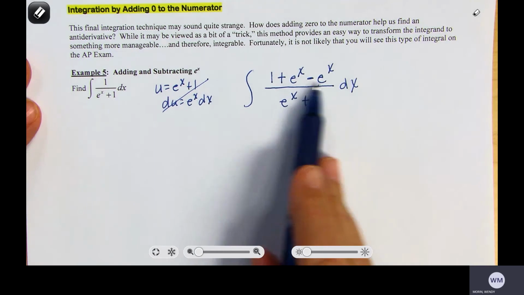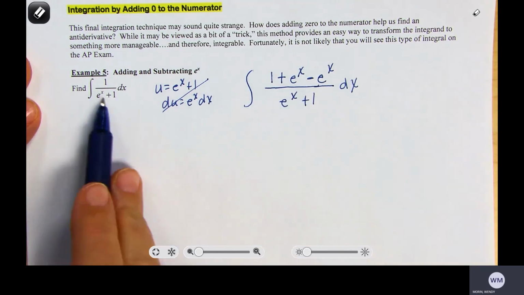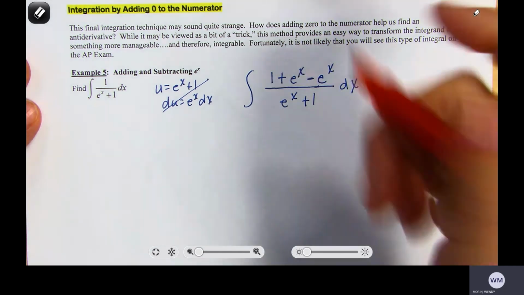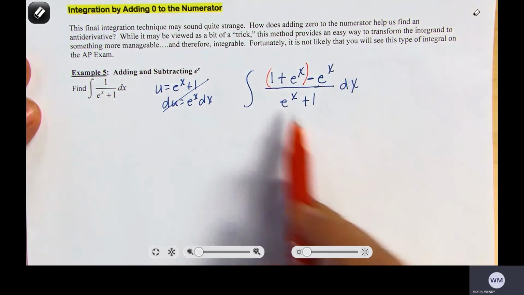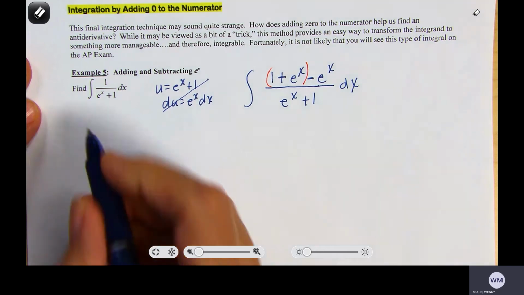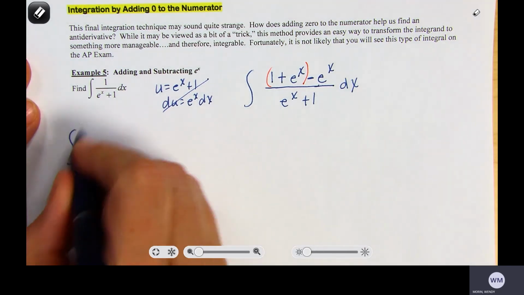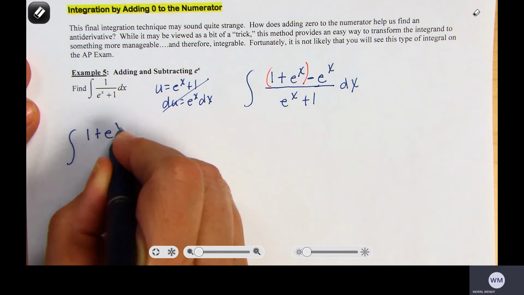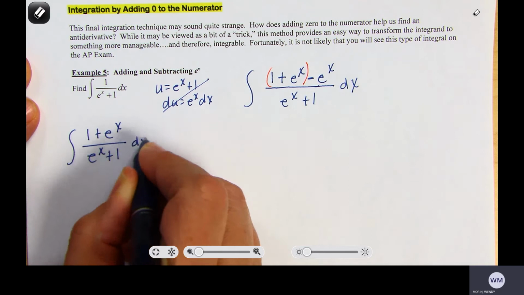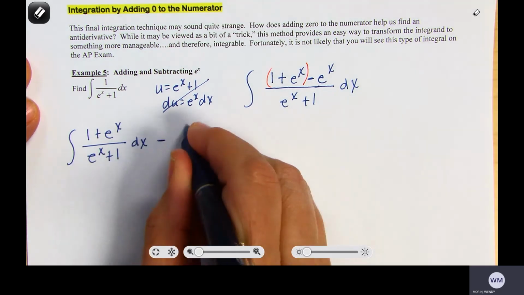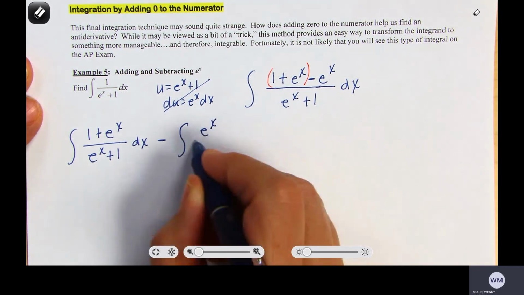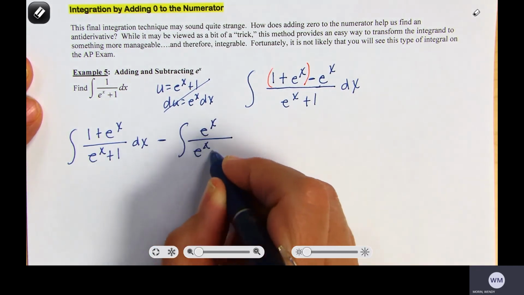Okay? So if I take these, they undo each other, that's equal to that. Now, why would I want to do that? Well, if I take this as a term and I take this as a term, I can now split it up into two integrals. I can take 1 plus e to the x divided by the common denominator, and I can subtract the second term here, e to the x divided by my common denominator.